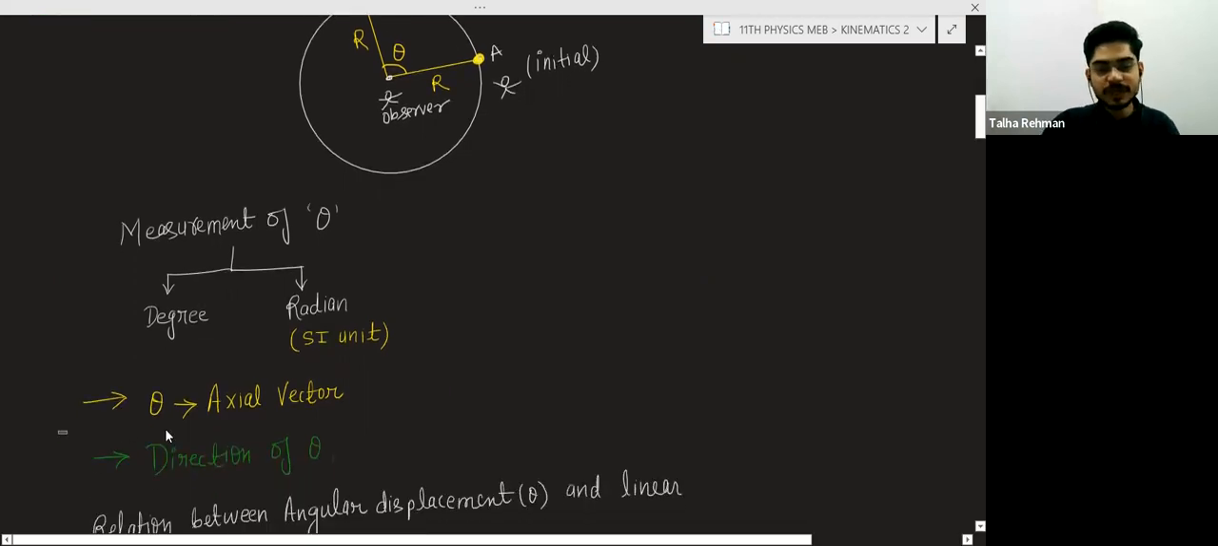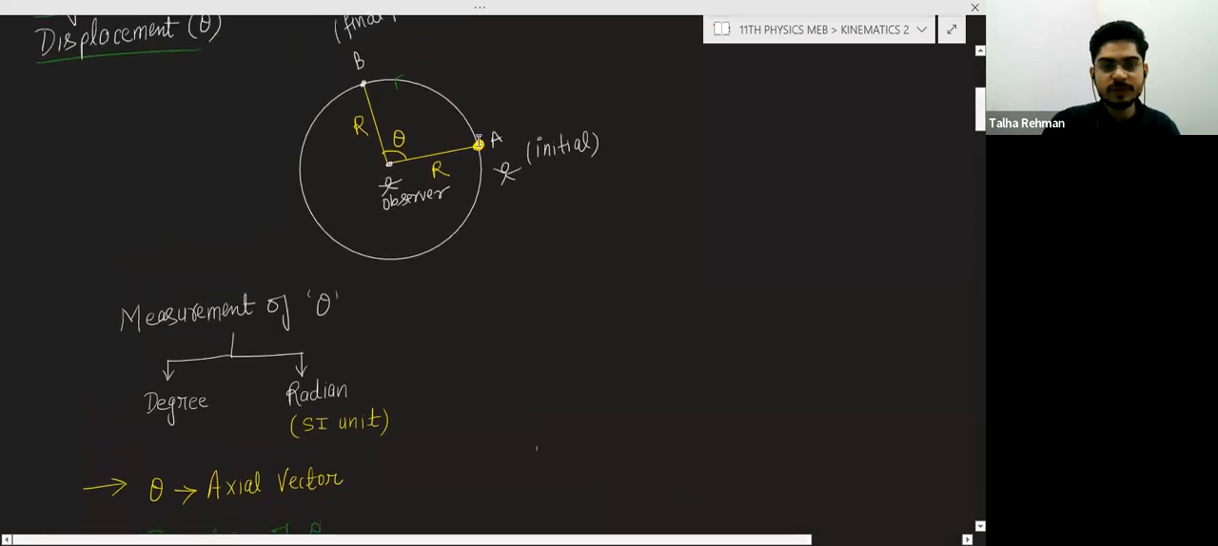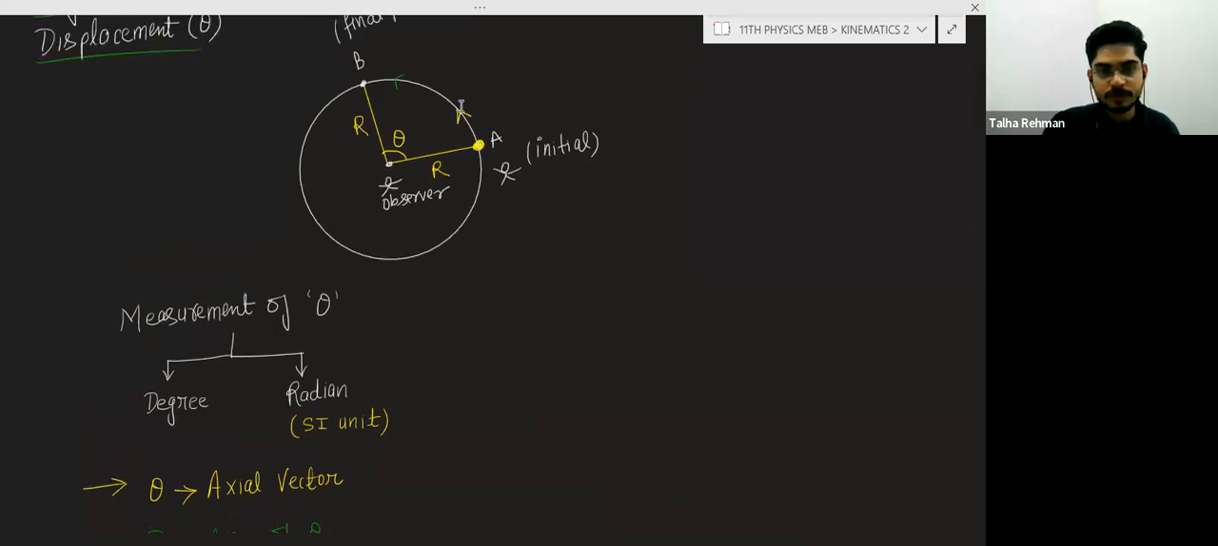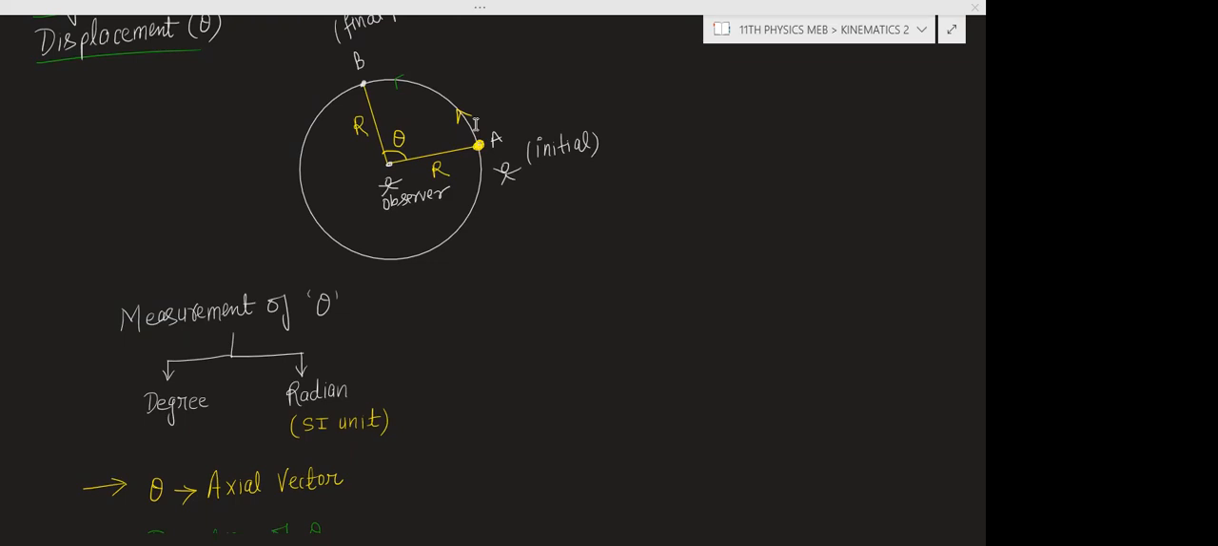After that, what will be the direction of theta? Suppose this person is moving in this direction from A to B. Can you tell me what will be the direction of theta, Hiba? This person is moving from A to B anti-clockwise.